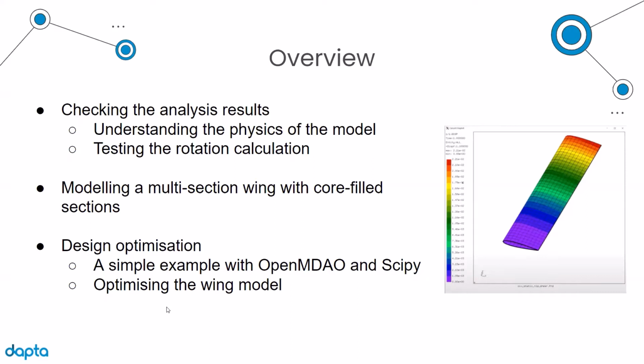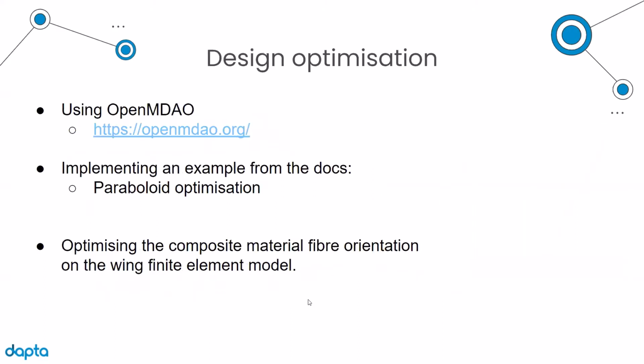We're going to look at a very simple example using OpenMDAO and SciPy. And then we are actually going to apply this optimization approach to our wing model.